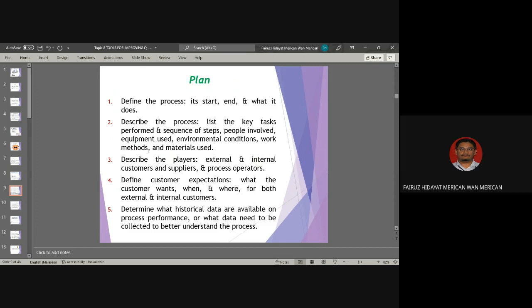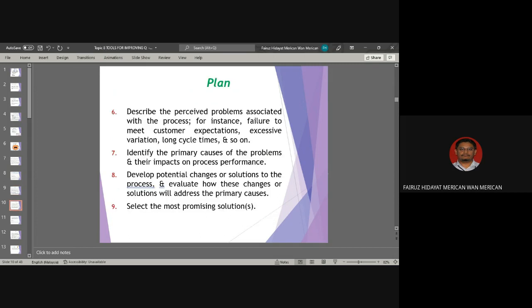Okay, and that's when they define the customer expectations. What do the customers want? Okay, what do they expect from the product or service? And they will also determine the historical data, okay, which is available on the process performance and so on. So they will also plan by looking back at any previous information or data on that product or service. So these are things that are done in the planning cycle.